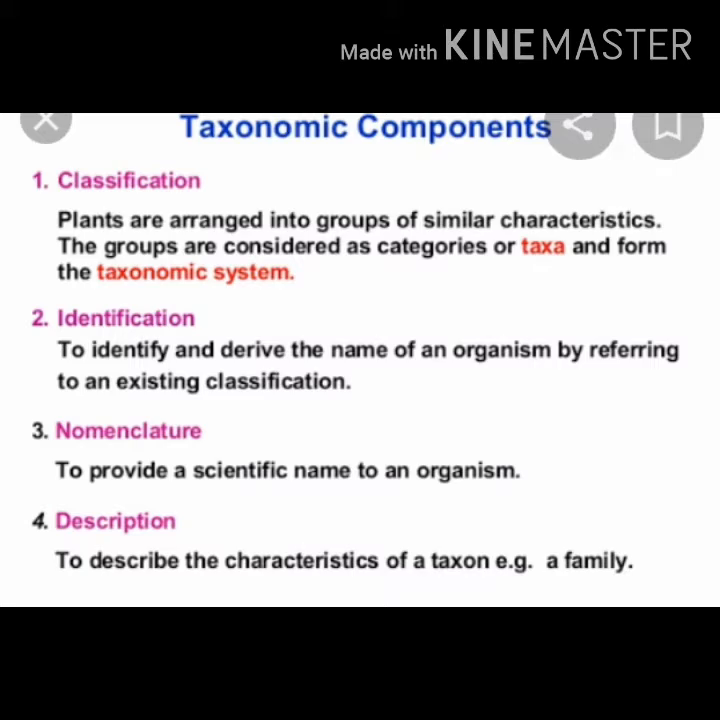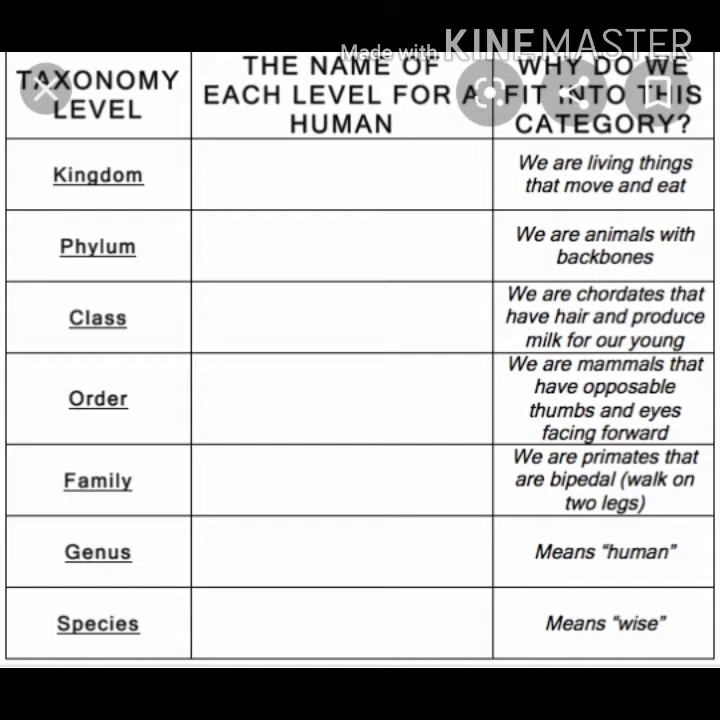For example, a family. So, the taxonomic rank. And why do we fit in this category? The kingdom: we are living things that move and eat. Phylum: we are animals with a backbone. Class: we are chordates that have hair and produce milk for our young. Order: we are mammals that have opposable thumbs and eyes facing forward. Family: we are primates that are bipedal, or walk on two legs. Genus means human and species means wise.